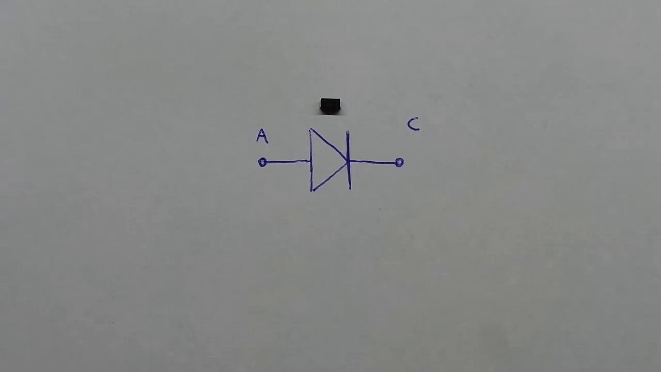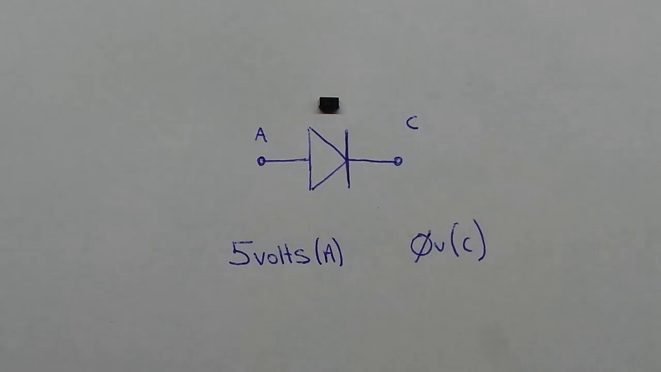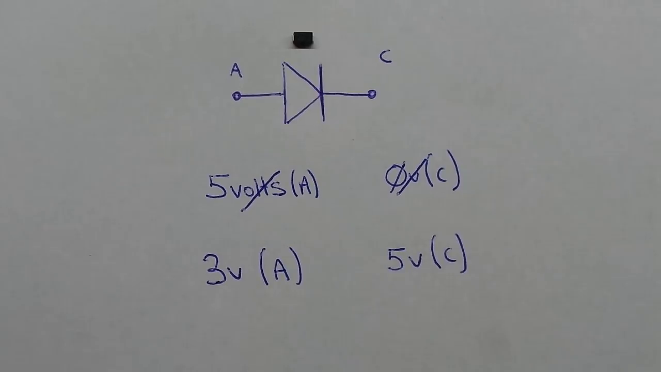Here's an example. Here we have 5 volts on the anode and 0 volts on the cathode. In this scenario, the diode is conducting and allowing full current to flow through it. Here we have 3 volts on the anode and 5 volts on the cathode. This is a negative 2 volt difference between the anode and cathode, and the diode is not conducting. It's open circuit.